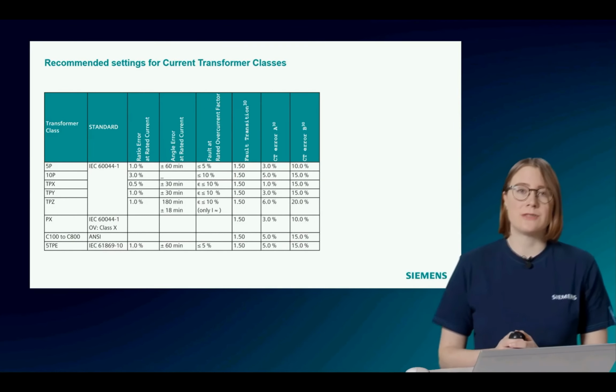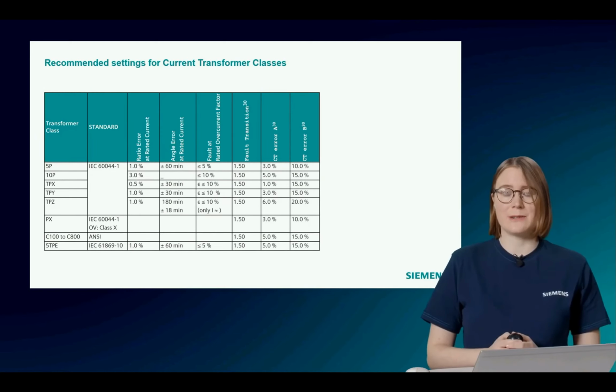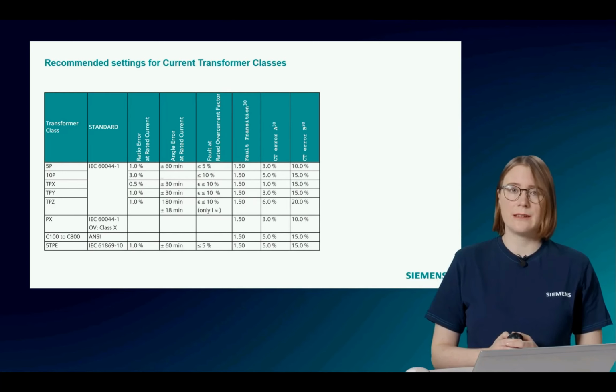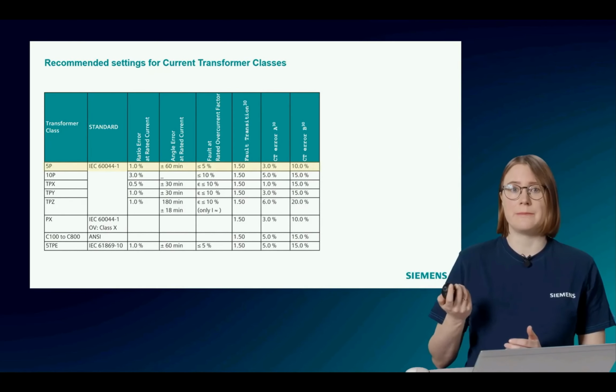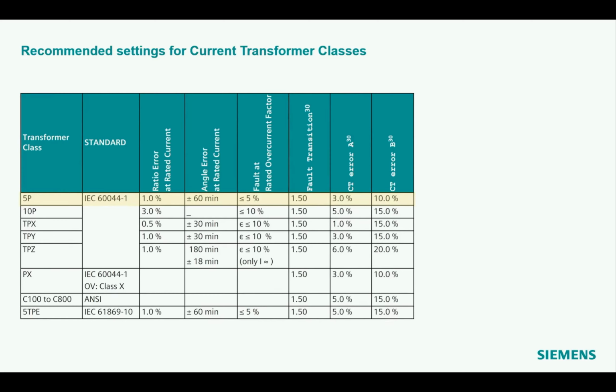For our line differential protection to work correctly, it is important to take current transformer errors into account when calculating the stabilization component. In our example, the CT class for both sides is 5P. Of course, it is also possible to have different CT classes on the different line ends. The table on the slide shows our setting recommendations for the CT error in dependence of the CT class. For CT class 5P, we will set a CT error of 3% for current smaller than 1.5 times nominal current and a CT error of 10% for bigger currents.